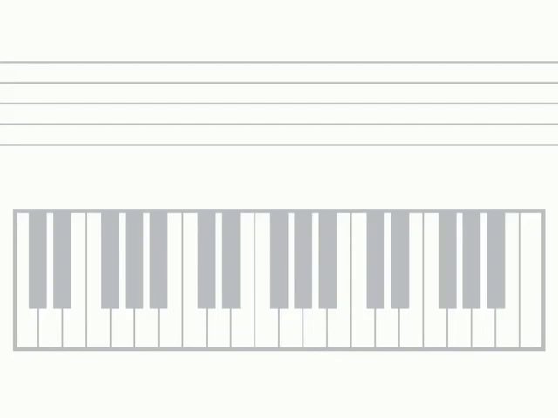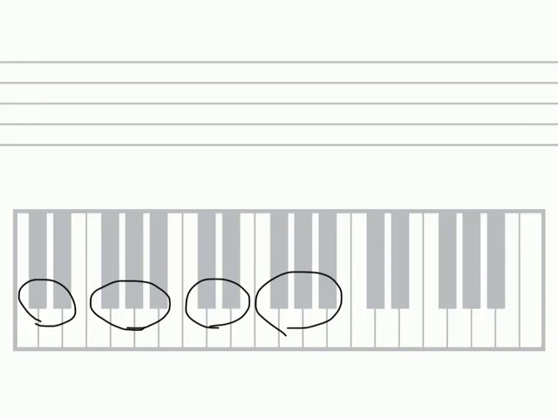The keyboard is broken up into groups of 2 black keys, 3 black keys, 2 black keys, 3 black keys. You can see the pattern. Next, if we look at the 2 black keys, just below the 2 black keys, you will always find a C. Here's a C, here's a C, here's another C.